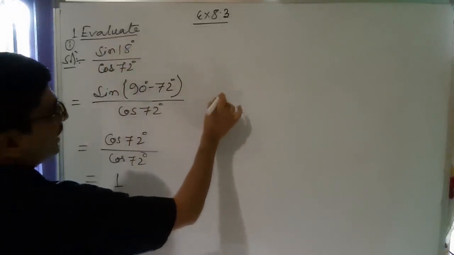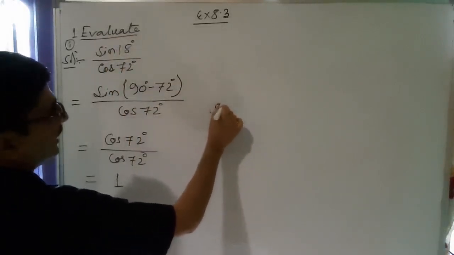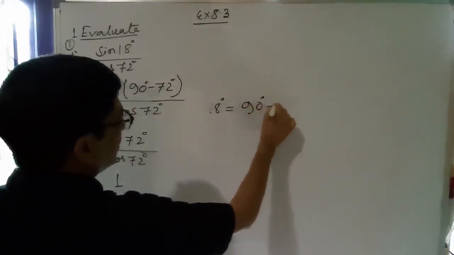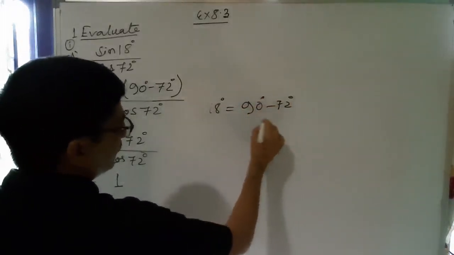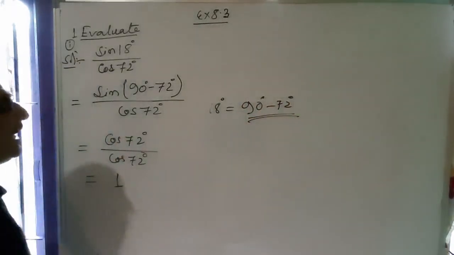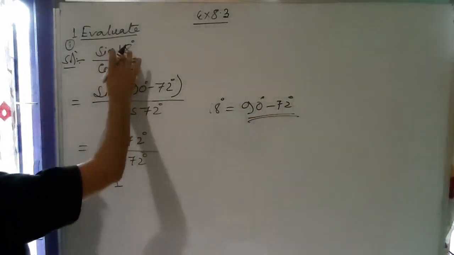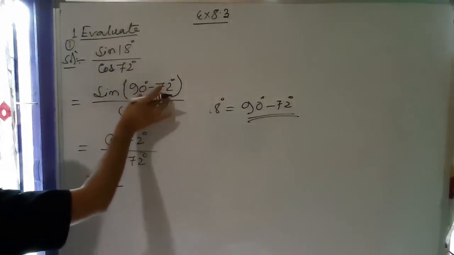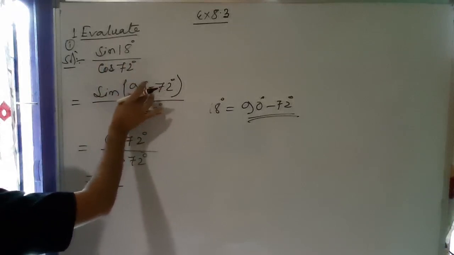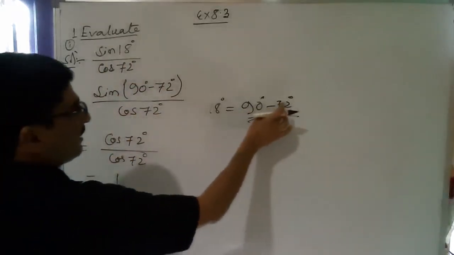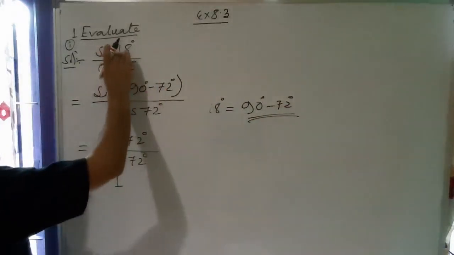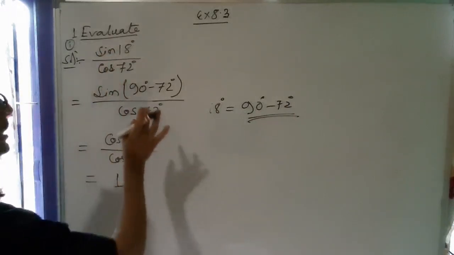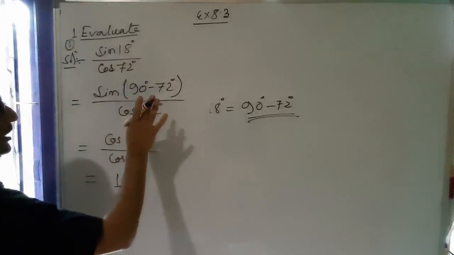If I write this 18 in the form of 90 minus theta, then 90 minus 72 is 18. So I have written this 18 as sine of 90 minus 72. This is nothing, it is 18 only, but it is in the form 90 minus theta. Instead of 18 degree, you can do it for 72 degree, but both you cannot do.